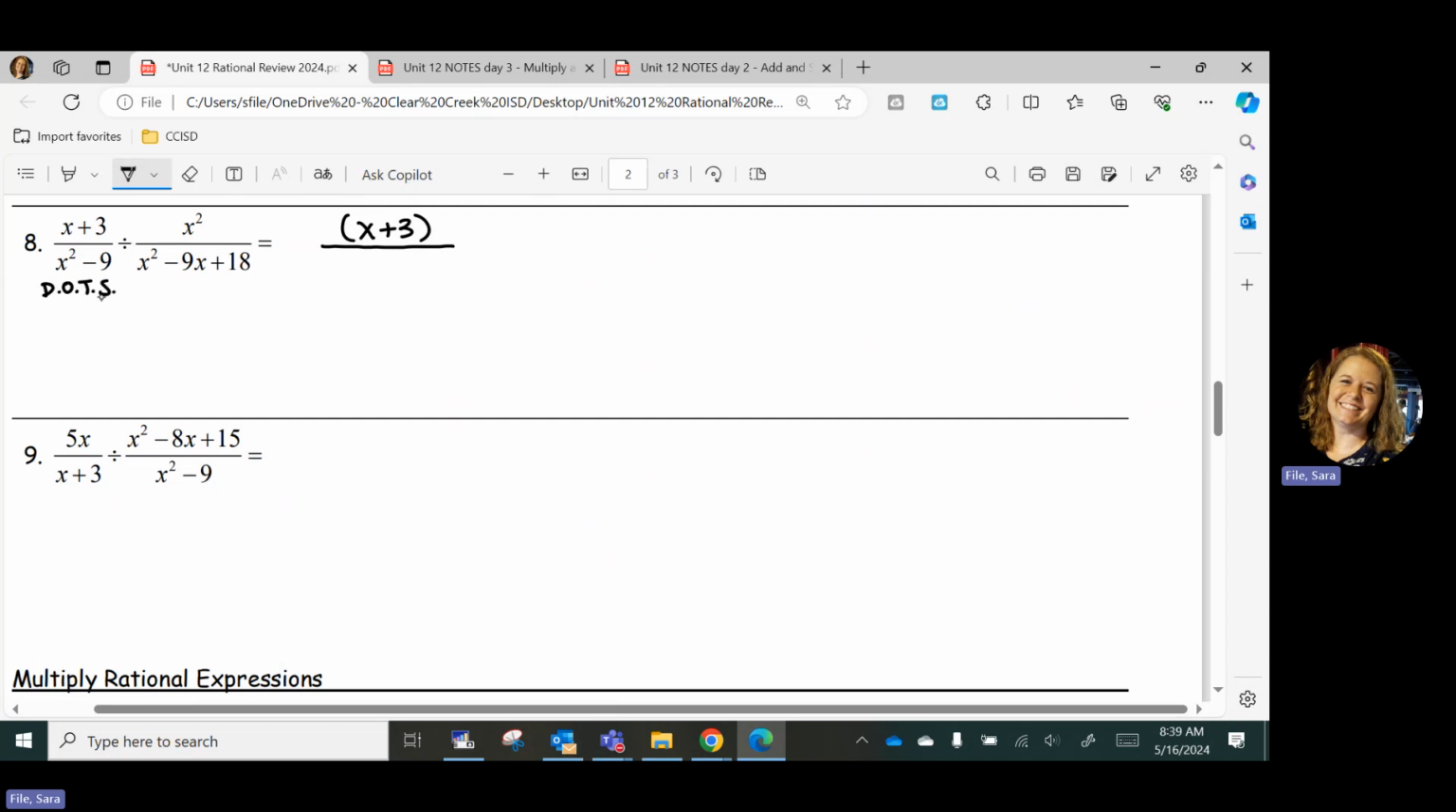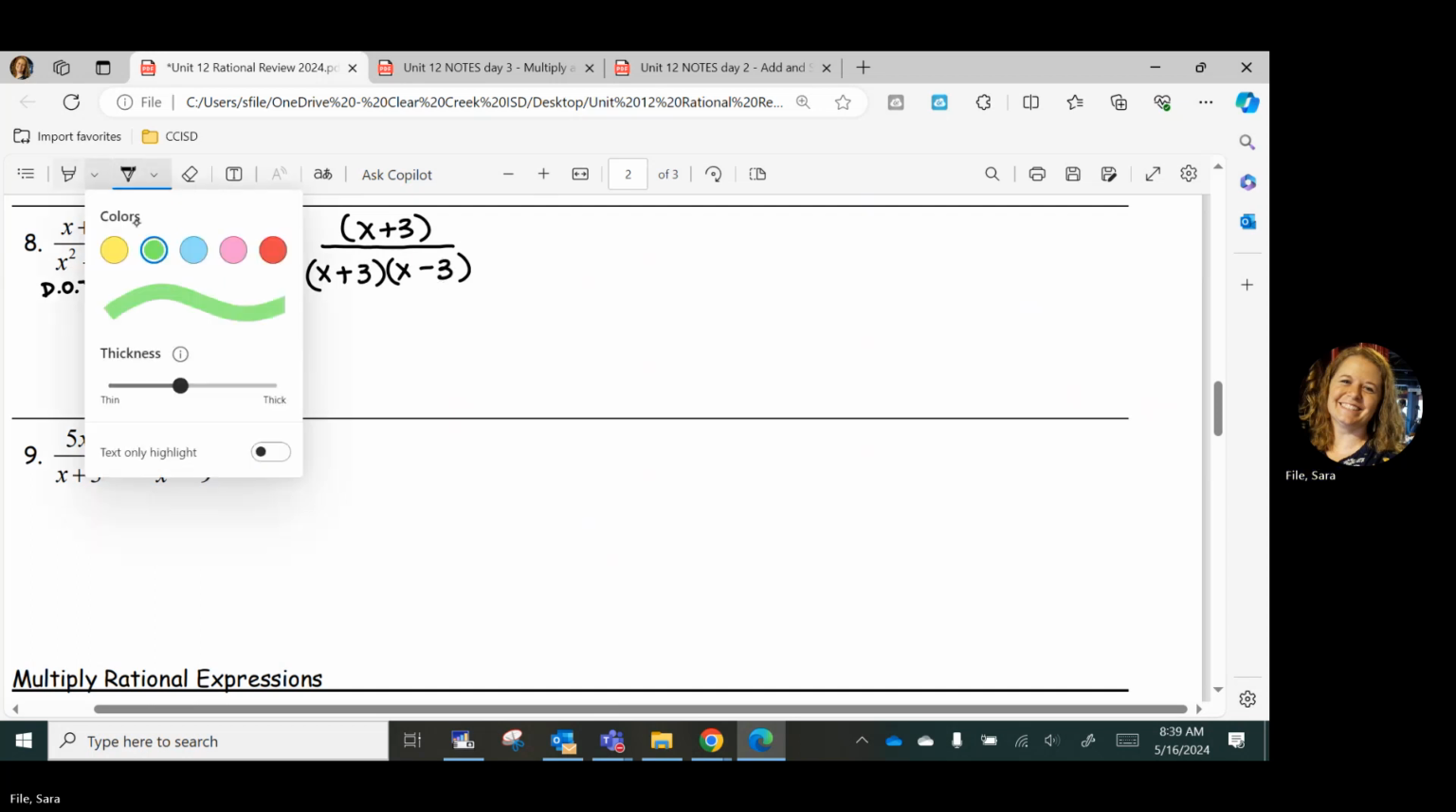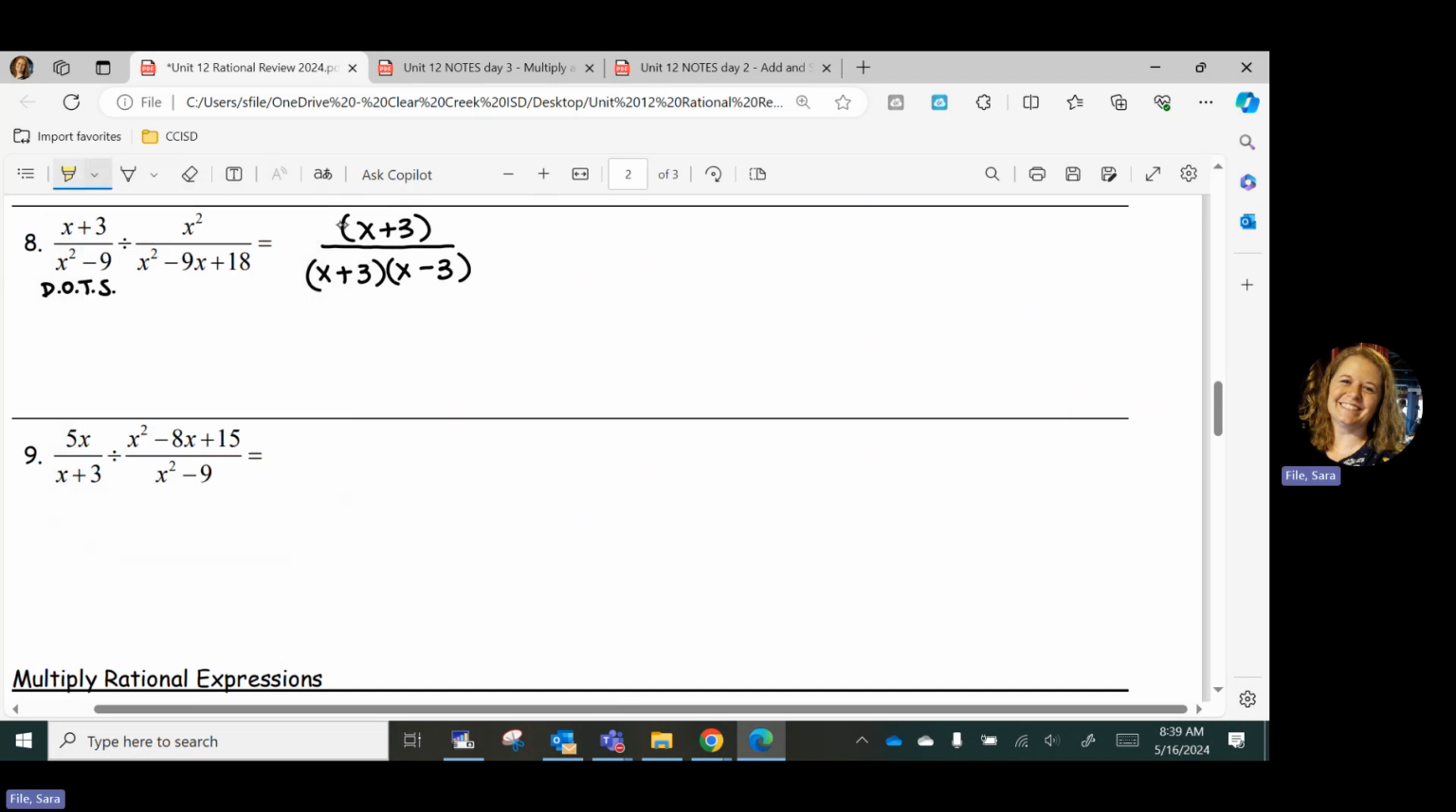That is a difference of 2 squares. Remember, dots factoring. Difference of 2 squares means it's a difference. It's a subtraction. And they're both 2 perfect squares. So those factor into 2 binomials that are nearly identical. One's a plus and one's a minus, though. So the square root of x squared is x. And the square root of 9 is 3. I'm keeping my numerator as my numerator.